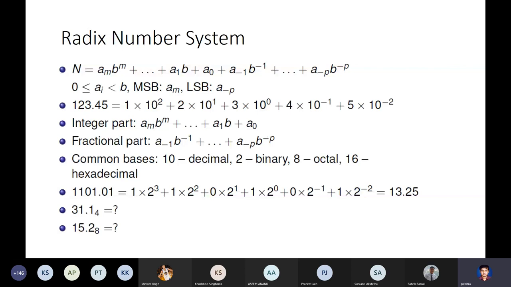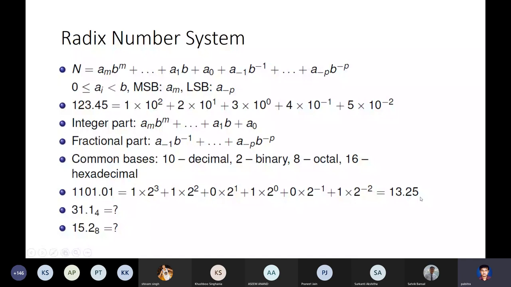There is no particular reason, because we write it that way. Now the common bases can be decimal, which is 10, binary 2, octal 8, and hexadecimal 16. For example, 1101.0100 in binary is equivalent to a decimal number. If we look at the value in the decimal system, it comes out to be 13.25.